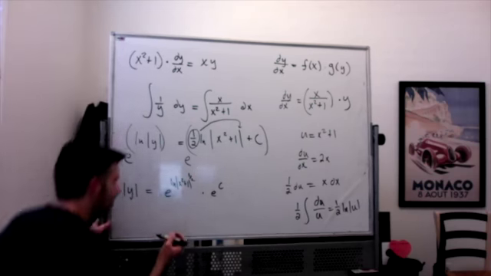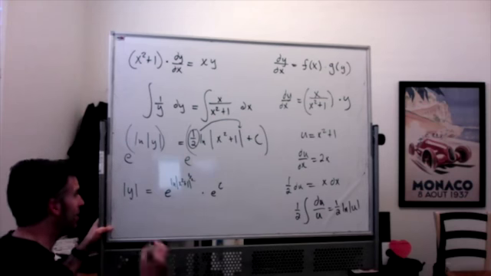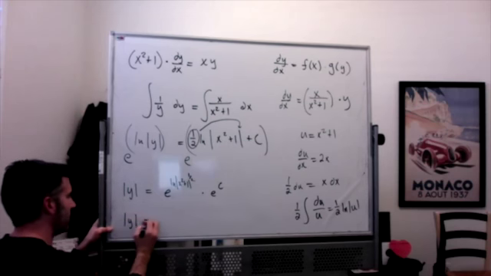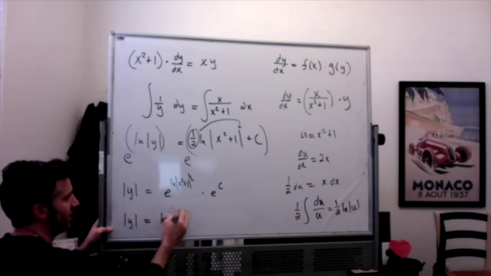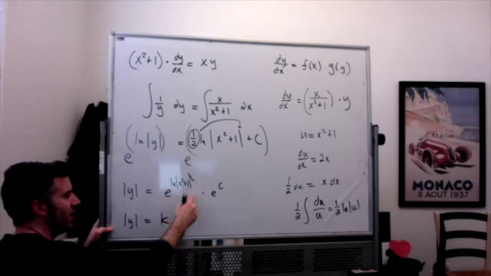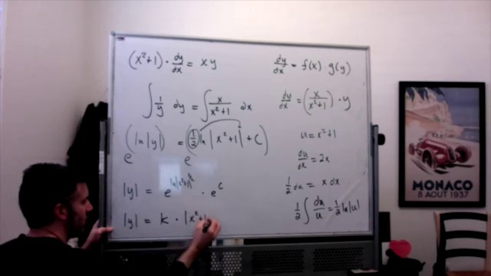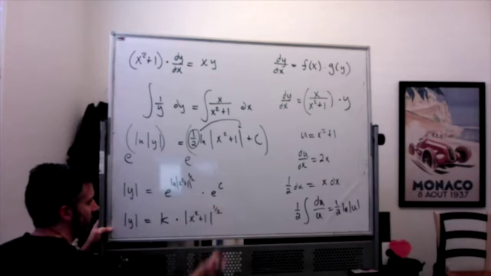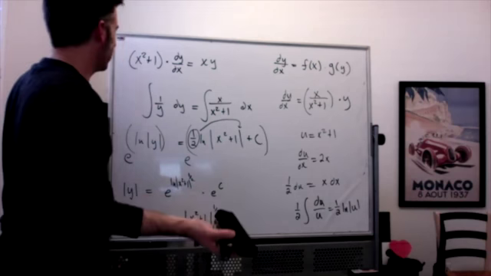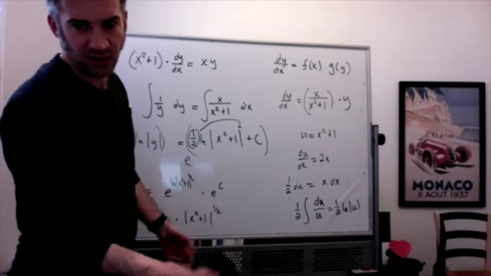So then e to the c becomes k, and we have the absolute value of y equal to k times e to the natural log of some stuff, which is just the stuff. So it's the absolute value of x squared plus 1, to the 1/2 power. Okay, and I don't think I gave us an initial condition, so I think we're kind of done.